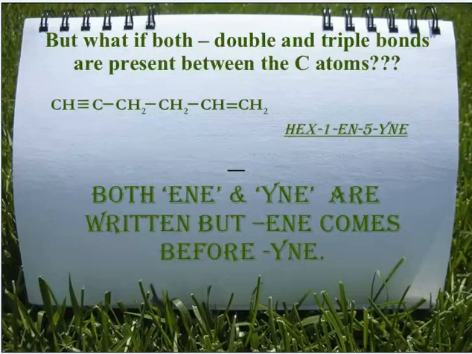But what if both double and triple bonds are present between carbon atoms? For example, CH triple bond C, CH2, CH2, CH double bond CH2. The name of this compound will be hex-1-ene-5-yne. Both ene and yne are written, but ene comes before yne. And the compound will end with yne because it will be alkyne. But only ene takes the lower number.